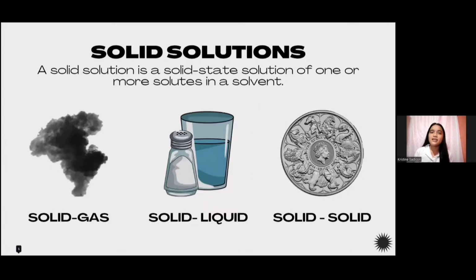Solid and gas. The example of solid and gas solutions is smoke. We know that smoke contains carbon particles in air. Solid and liquid. Salt and water are examples of solid and liquid solutions. If you've ever gargled with warm salt water to relieve a sore throat, you've made a solution by dissolving salt in water. Solid and solid. Thirdly, the example here is alloy. We know that alloy is made up of two or more metals like copper and tin.